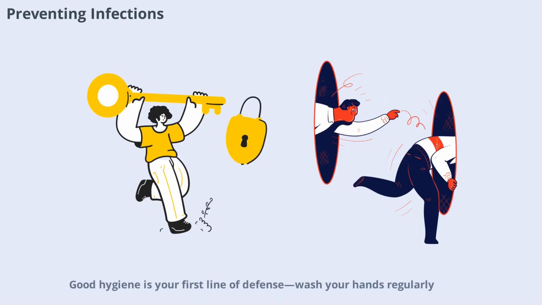Wash your hands regularly, avoid touching your face, and cover your mouth when sneezing or coughing. Vaccines are another powerful tool, especially against viral infections like measles, flu, and COVID-19. For bacterial infections, keeping wounds clean and practicing safe food handling are key. Let's look at some real-life examples.